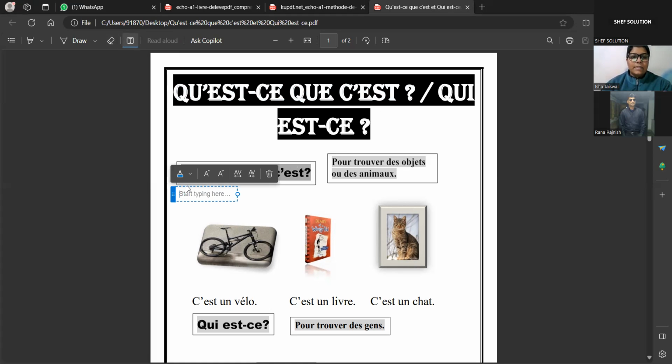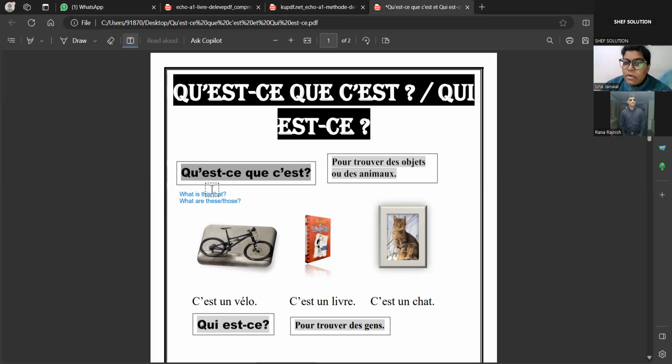Qu'est-ce que c'est means: what is this? What is that? Or what are these? What are those? Whether it is a plural form or a singular form, we use the same meaning. Qu'est-ce que c'est? What is this or what is that?